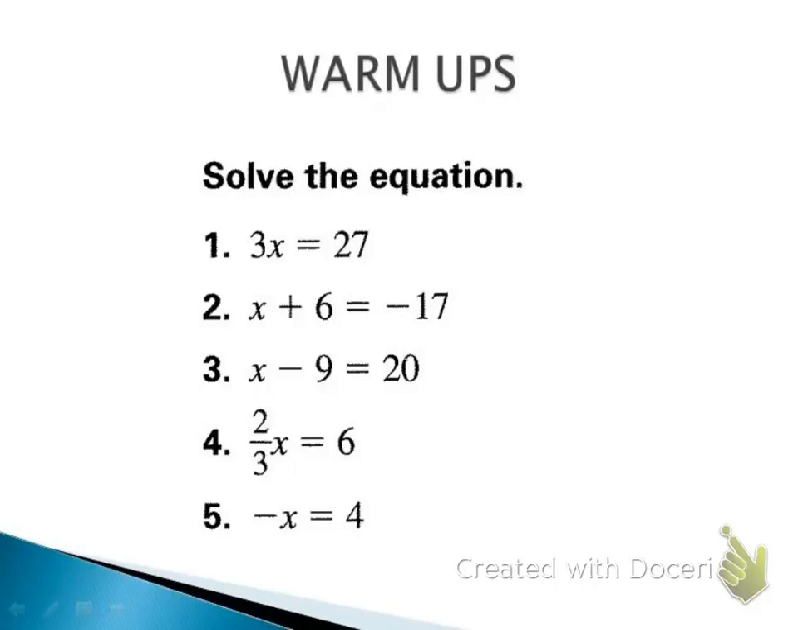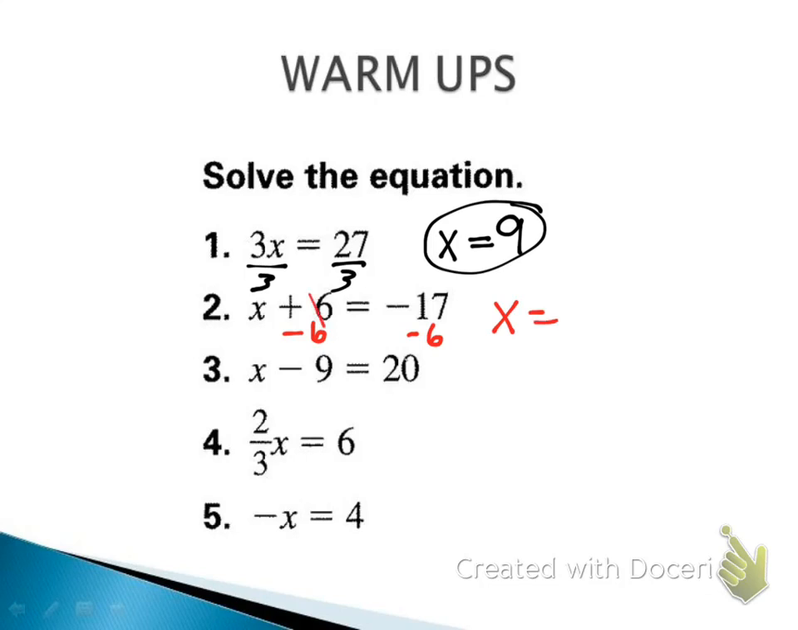So how would you do the first warm-up today? Divide by what? 3. Good. When you divide both sides by 3, you get that x equals 9. Good. What do you do on the next one? Subtract 6. Yep. So you end up with x, because those cancel, equals -23. Good.